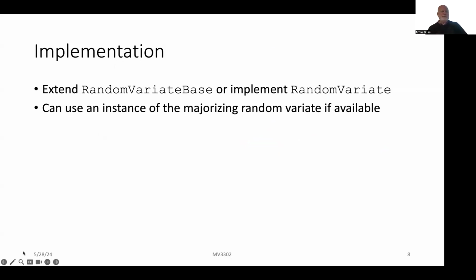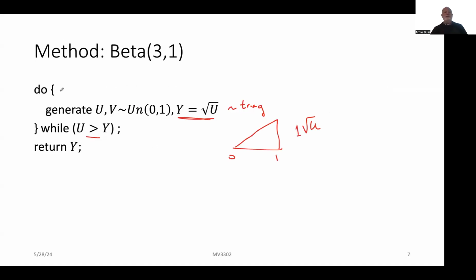So in terms of implementation, and this is for the SimKit version, we extend random variate base, or we implement random variate, and we apply whatever parameters we have. And the key is that this would go into the generate method.